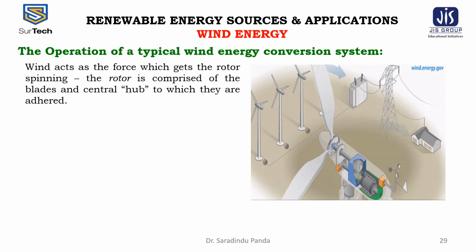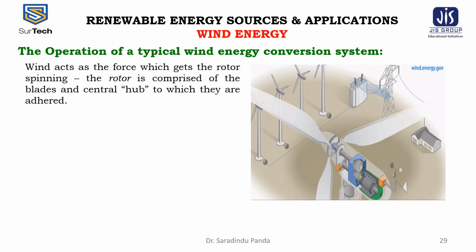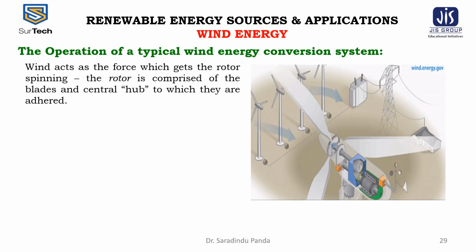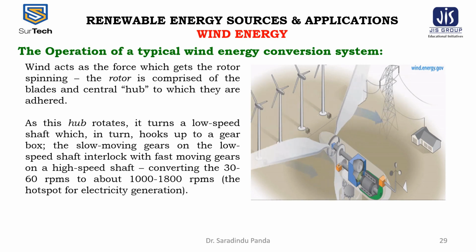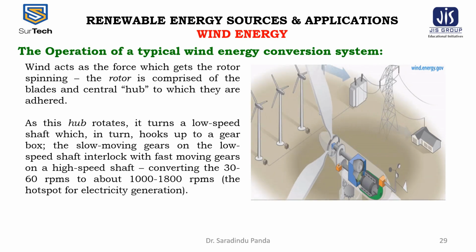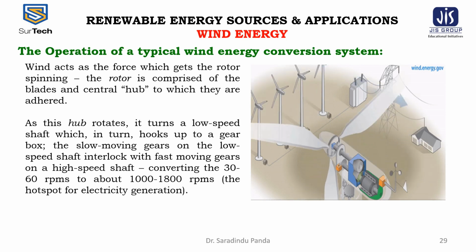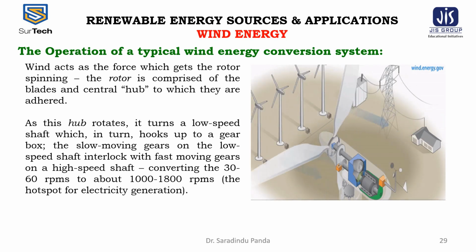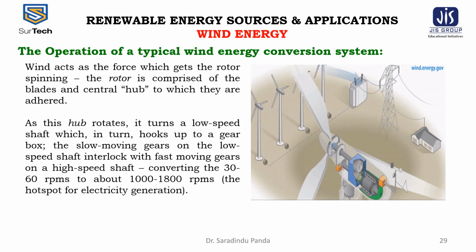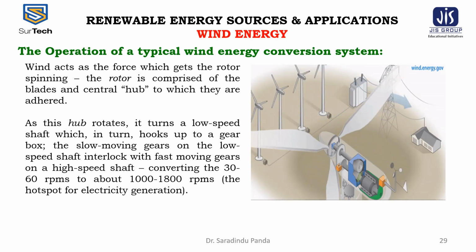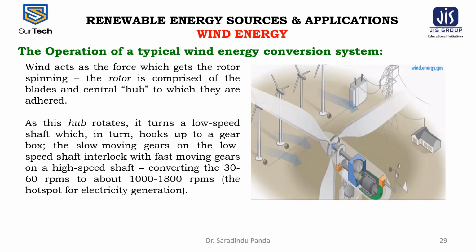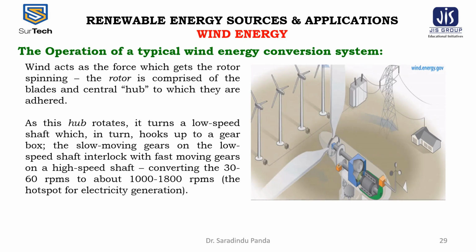The wind acts as the force which gets the rotor spinning. The rotor is comprised of the blades and central hub to which they are adhered. As this hub rotates, it turns a low speed shaft, which in turn hooks up to a gearbox. The slow moving gears on the low speed shaft interlock with the fast moving gears on a high speed shaft, converting the 30 to 60 RPMs to about 1000 to 1800 RPMs, the sweet spot for the electricity generation.